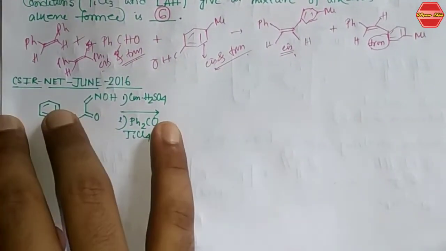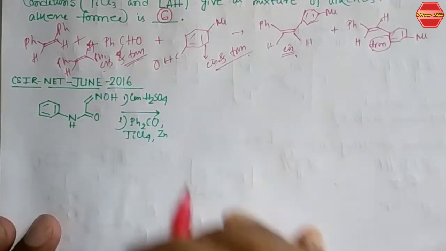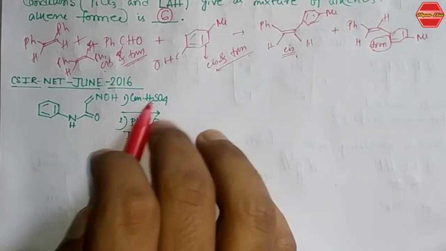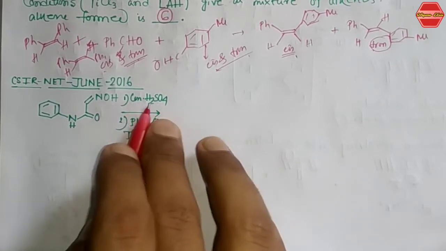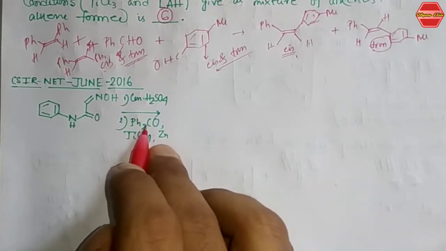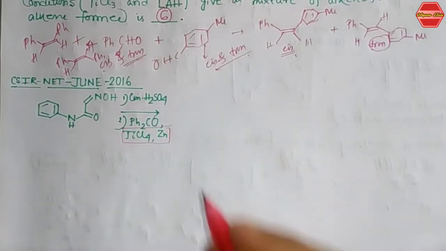Now the next important question is CSIR NET June 2016. They have given a first step with this kind of substrate, with concentrated H2SO4, and the second step is Ph2CO with, as you can see here, the McMurry coupling reagent, that is TiCl4/Zn.